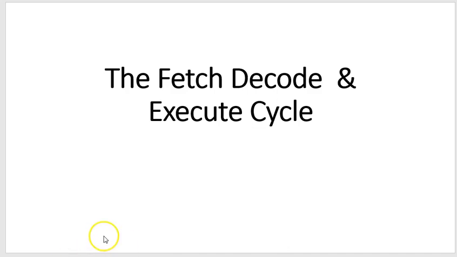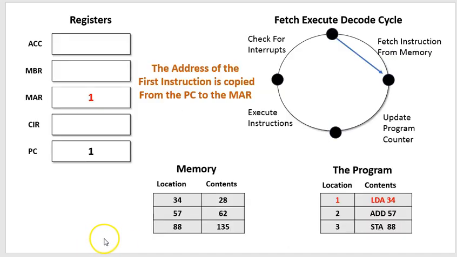Alright, so here we are. What have we got? We've got the registers, so these here are the registers. We've got the accumulator, which is the main register for doing logic and arithmetic operations.